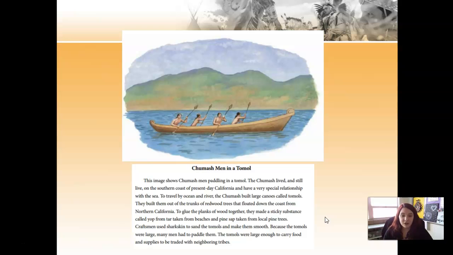Chumash men in a tomol. This image shows Chumash men paddling in a tomol. The Chumash lived and still live on the southern coast of present-day California and have a very special relationship with the sea. To travel by ocean and river, the Chumash built large canoes called tomols. They built them out of the trunks of redwood trees that floated down the coast from northern California. To glue the planks of wood together, they made a sticky substance called yop from tar taken from beaches and pine sap taken from local pine trees. Craftsmen used shark skin to sand the tomols and make them smooth. Because the tomols were large, many men had to paddle them. The tomols were large enough to carry food and supplies to be traded with neighboring tribes.